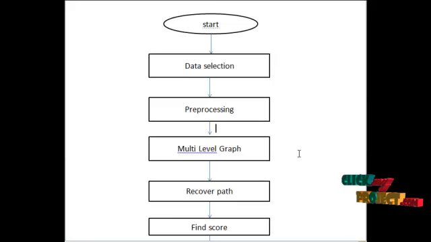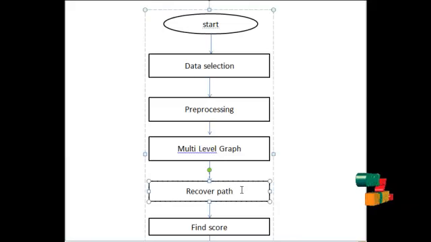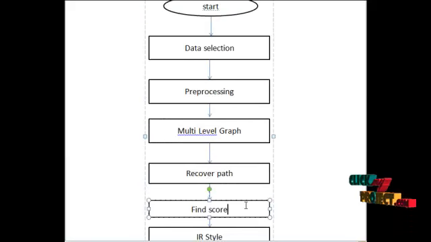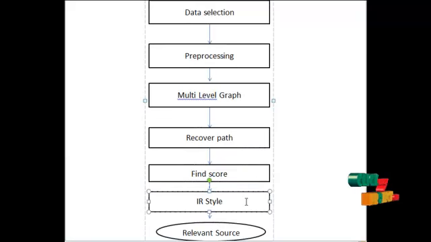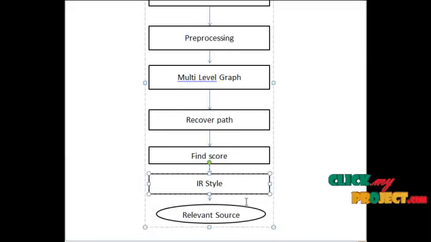And in the source level, we find the relationship between keyword, attribute and relational table, and find out the relevant path, find out the score for the relevant path, and apply the IR style ranking. Finally, we get the relevant source.